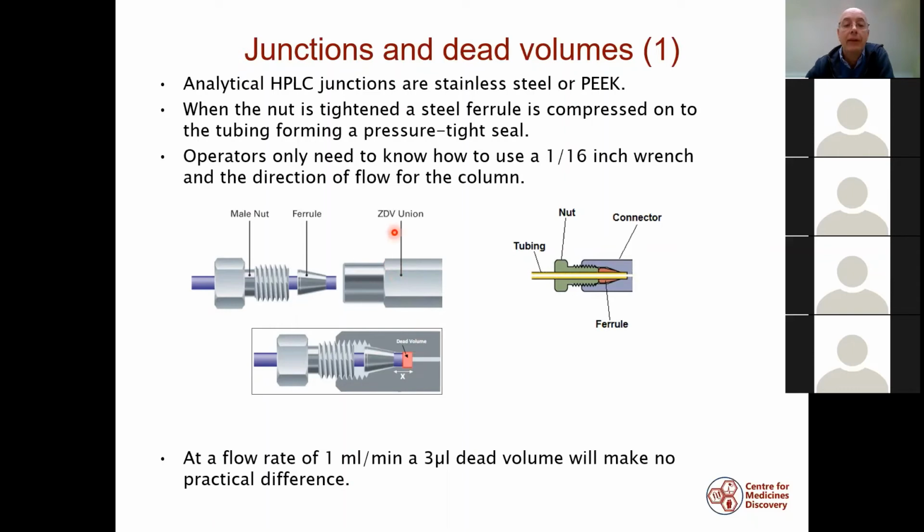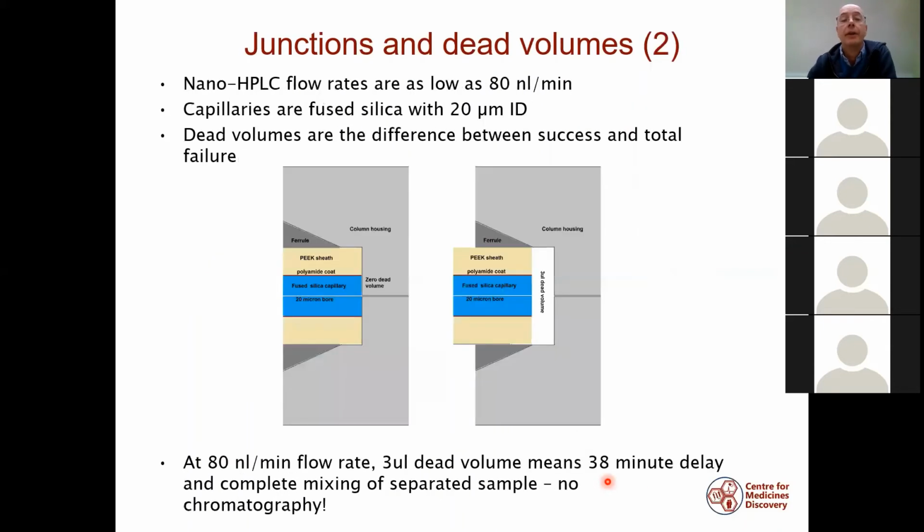Ideally, this is called a ZDV union, which stands for zero dead volume. And this is your dead volume where you have a little gap here. Ideally, you have no dead volume. However, if you're running at a high flow rate, say 1 ml per minute, a 3 microliter dead volume won't really matter very much, so it's not a big issue at high flow rate.